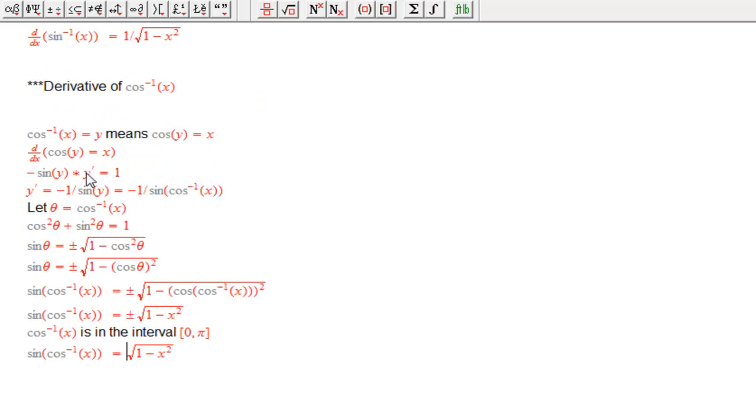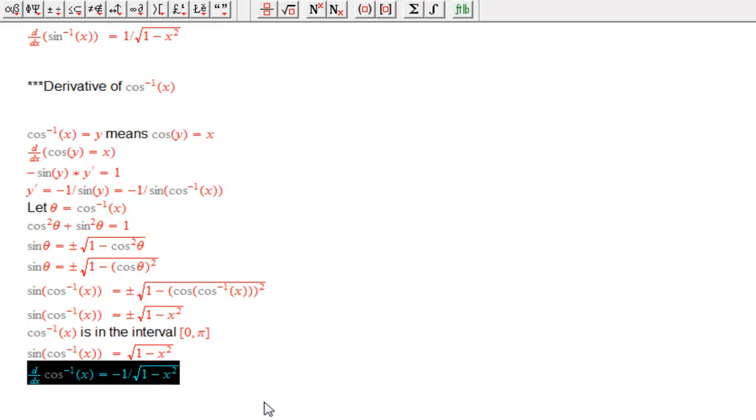Now we're trying to take the derivative of inverse cosine, and let's see, what do we have here? We have that right here. So y prime, y was inverse cosine, so the derivative of y is the derivative of inverse cosine. Let's go ahead and put that there, d dx of inverse cosine. That's negative 1 divided by sine of inverse cosine of x. So it's negative 1 divided by the square root of 1 minus x squared. And there's our derivative for inverse cosine.